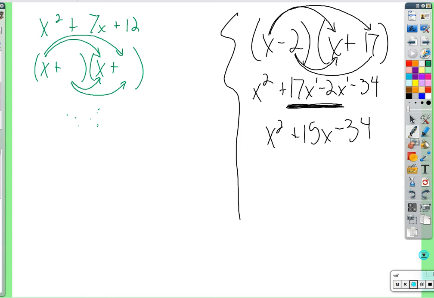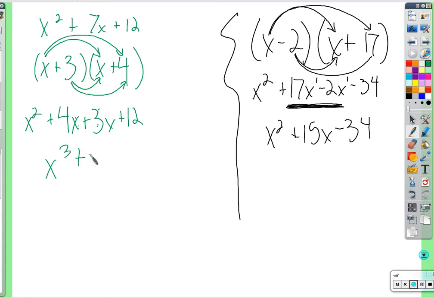6 and 2, those aren't the numbers we're looking for. It's already been said by Megan. It's 3 and 4, not 6 and 2, not 12 and 1. It's 3 and 4. x times x is x squared. x times 4 gives us 4x. 3 times x, 3x. 3 times 4, 12. So when we say that these two numbers need to multiply to 12 and add to 7, that's why. It's just the result of multiplying the two parentheses together.